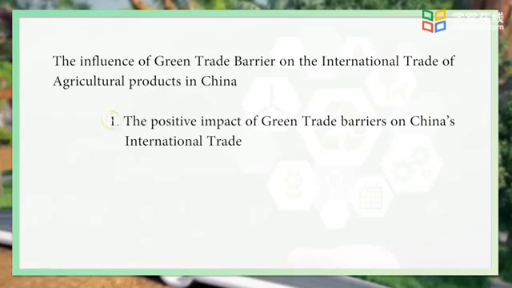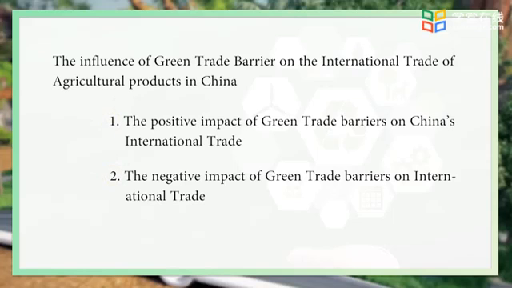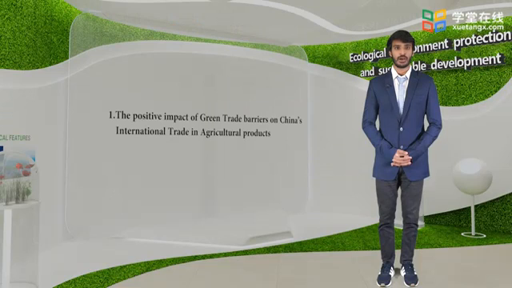Number 1, the positive impact of green trade barriers on China's international trade. Number 2, the negative impact of green trade barriers on international trade. Number 1, the positive impact of green trade barriers on China's international trade in agricultural products.